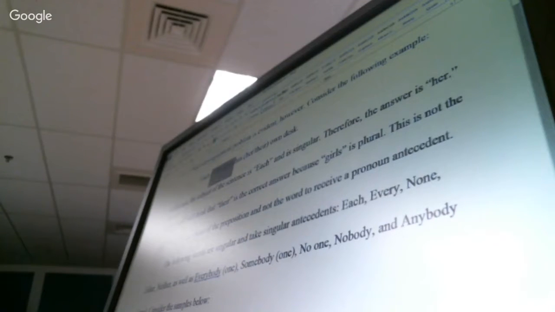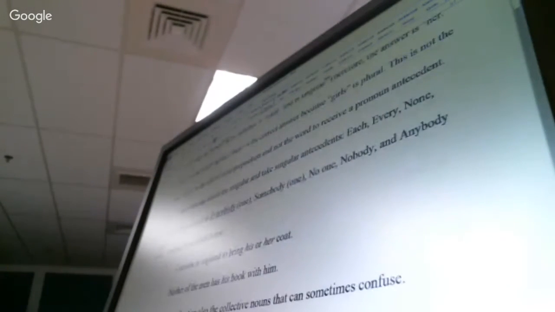Just like we looked at when we were looking at subject-verb disagreement, we're also looking to make sure that the pronouns agree with the nouns, right? So if I have each, the girls doesn't matter. Each is singular. Each one has her own desk. That's what you need to be seeing, okay?